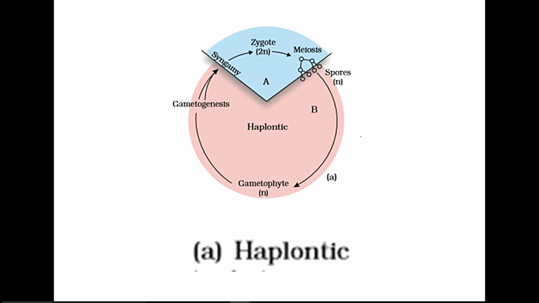So some of them here are haplontic, diplontic and haplodiplontic. Let me tell you about the haplontic life cycle. Here the sporophyte generation is represented only by one celled zygote. This blue one is the sporophyte and this violet one is the gametophyte. So this sporophyte generation is represented by a one celled zygote. It is a diploid and single celled zygote.